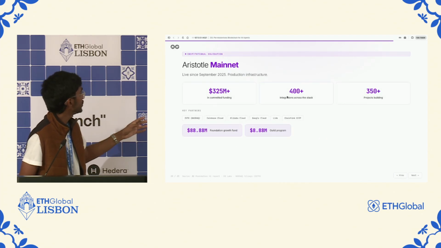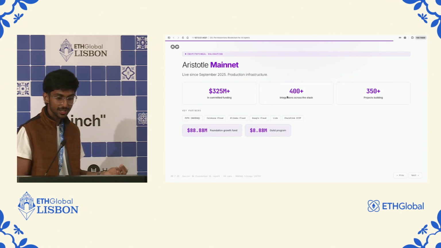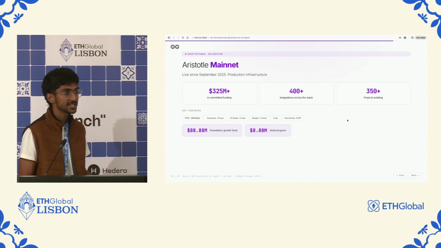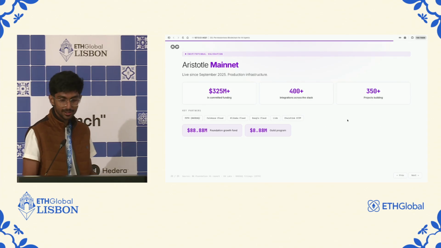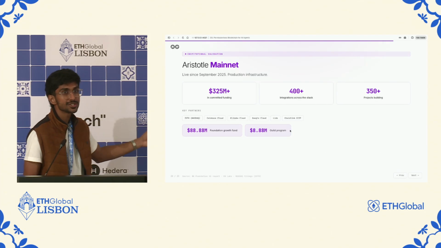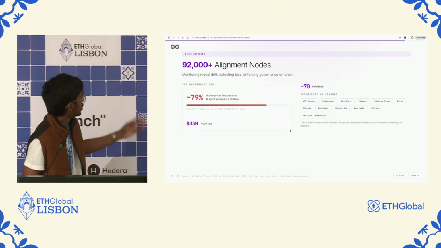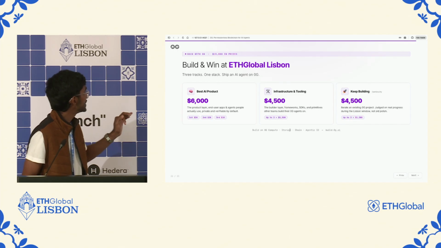Next, we have the VNet. We are well funded. We have $325 million. And we have really good integrations. We have 400 plus ecosystem partners, and 350 is really less. We just got it in 2 hackathons. So we have 1,000 plus projects building on top of us, and we also provide grants for builders who are building on 0G. This is the alignment nodes, and let's come to the core part.